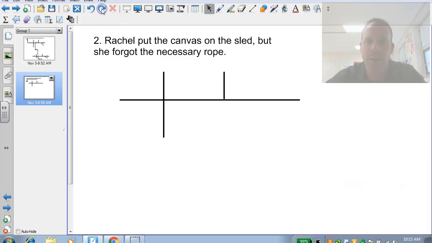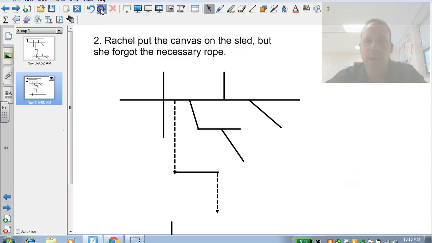Go ahead and set up my diagram, and you're going to see right here where I have my prepositional phrase. Okay, I have that nice and ready to go, and then I'm putting my dotted line down because I know I have a compound sentence that's going to lead me to the rest of it. So I'll start with Rachel put the canvas on the sled, and here we go. Rachel put what? She put canvas. There's my basics, there's my baseline. Okay, fill in the rest.